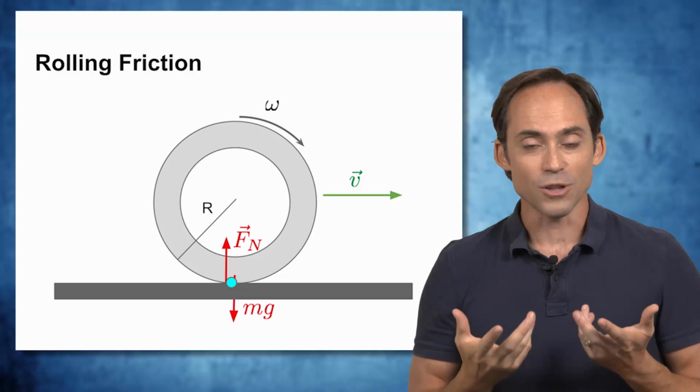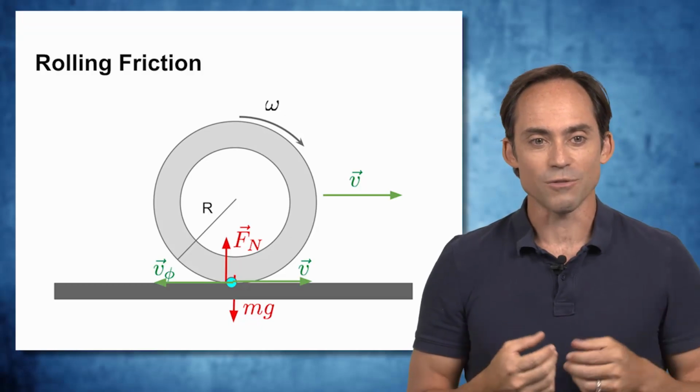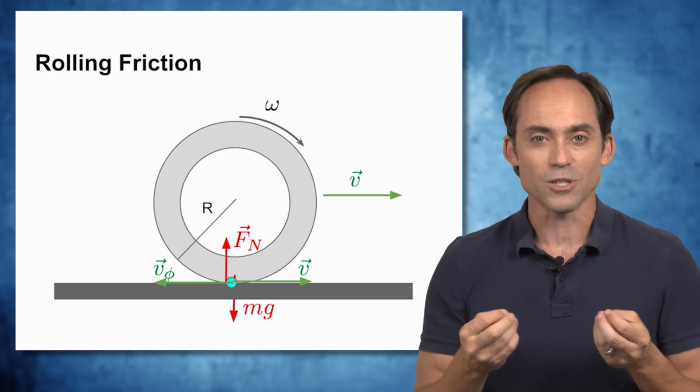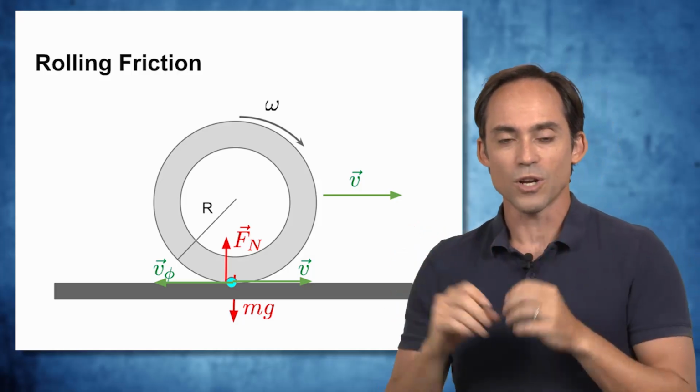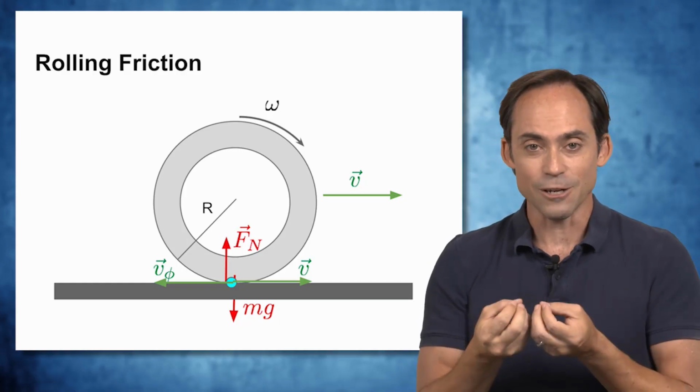And remember, the angular velocity is the angular rate times the radius. So we can measure the relative velocity by looking at both of these vectors together. Again, the whole wheel is moving off to the side, so that's going to give us a velocity at that surface contact of our linear velocity.